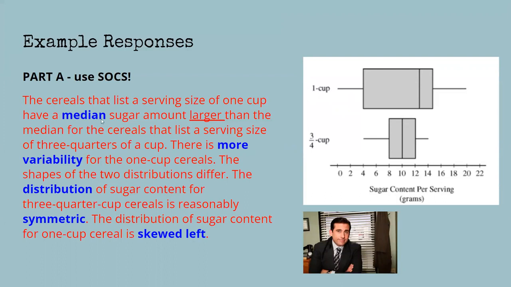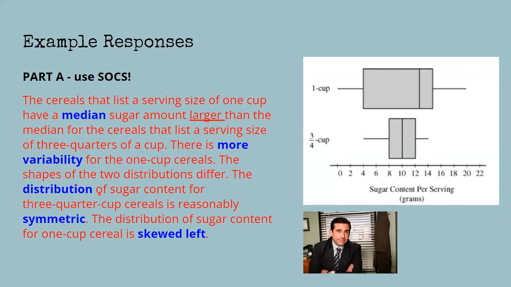There is more variability for the 1 cup cereals. More variability. How do we know? Well, look, it covers a more extensive area, more range. See that? And that is our S, spread, in SOCS. All right, then another thing, the shapes of the 2 distributions differ. So now we're on S. O, we're not going to say because we don't see any outliers, do we?